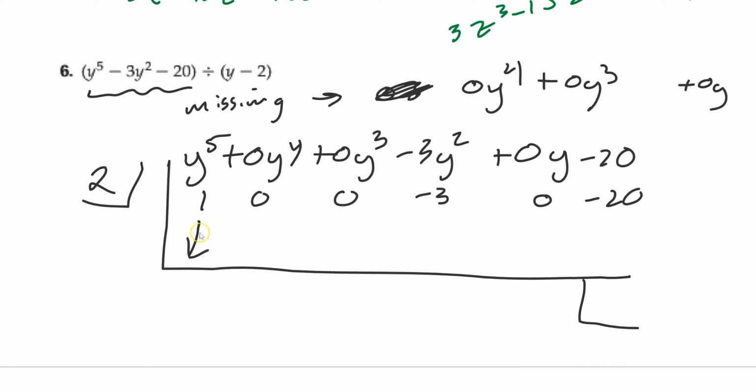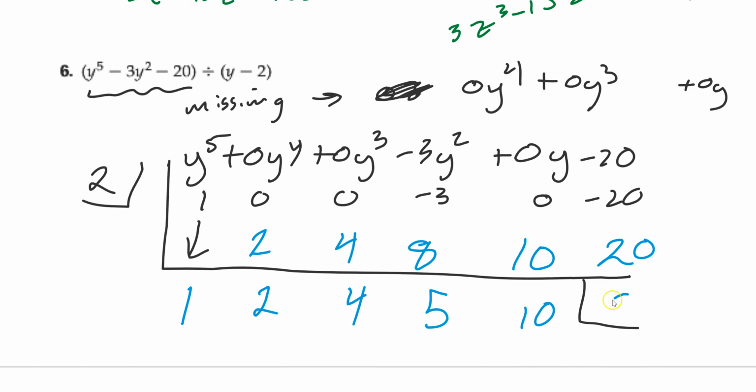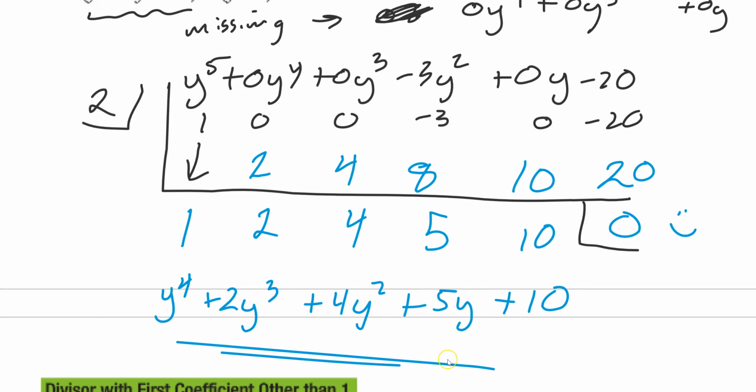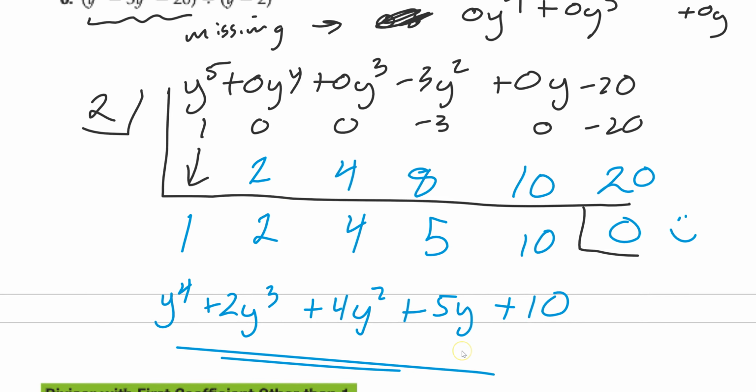And then if we're doing synthetic division, all we do is bring the first term down, multiply across, so 2. Add down, multiply across, so 4. Add down, multiply across, so positive 8. Add down 5, multiply across is 10. Add down 10, multiply across is 20. Hey, we get no remainder. Woo! So remember the way we write our answer, it's always 1 lower. So this will be y to the 4th. Then you just go in order. Plus 2y cubed, plus 4y squared, plus 5y, plus 10. And that's the answer. So those all have been the basic synthetic division.